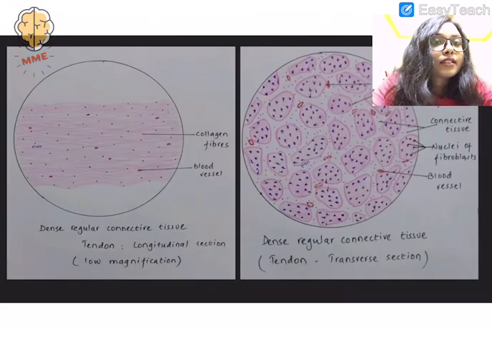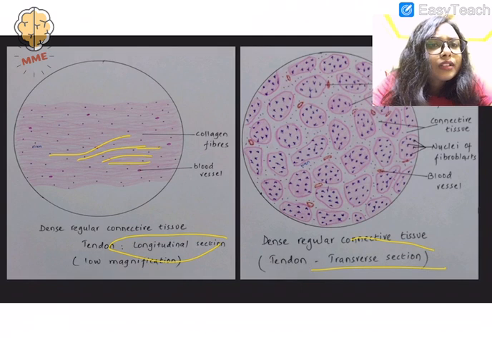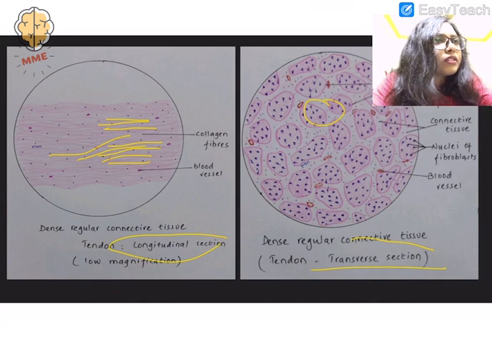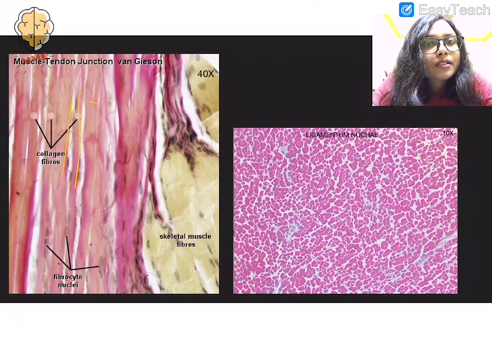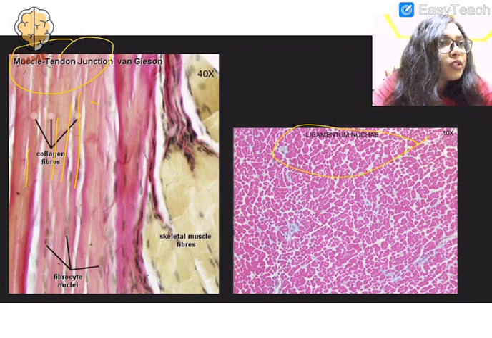Next, this is how you will draw it. This is the longitudinal section, and we have the transverse section. You can see the regular arrangement. There is no irregularity, just parallel bundles. Here also, you see, parallel to each other, parallel to each other. Yes, this is the real image, and these are the collagen fiber bundles, and this is basically a muscle-tendon junction, and this is the ligamentum nuchae that I was talking about.